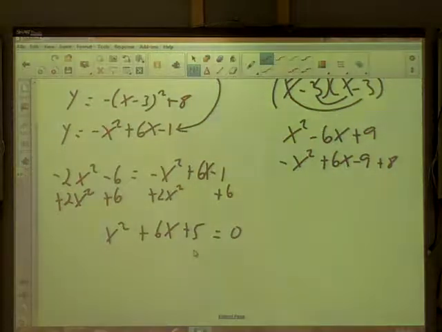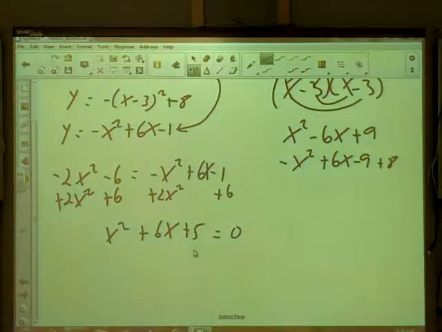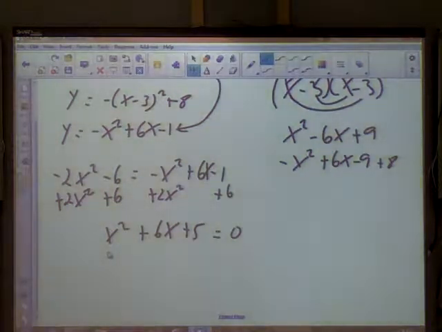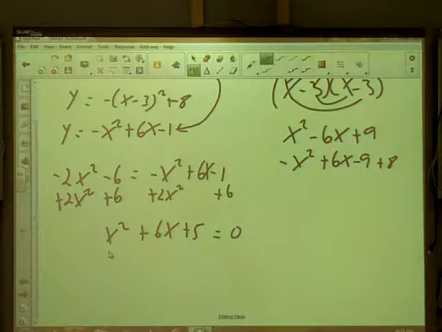What if I went from that side to this side? So I'll subtract x squared? Well, you wouldn't subtract x squared. Because if I added x squared, that would give me a negative 1x squared, right? Then what would your 6x be? Negative. And what would your 5 be? Negative. That's the same thing.